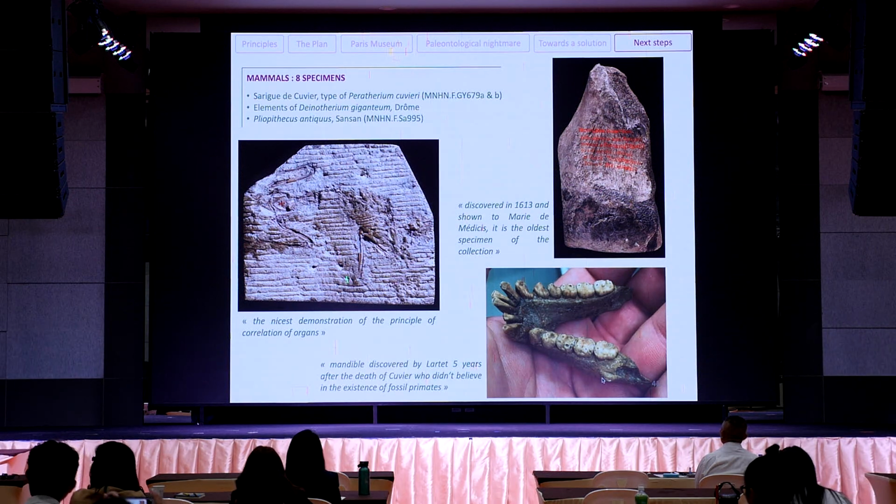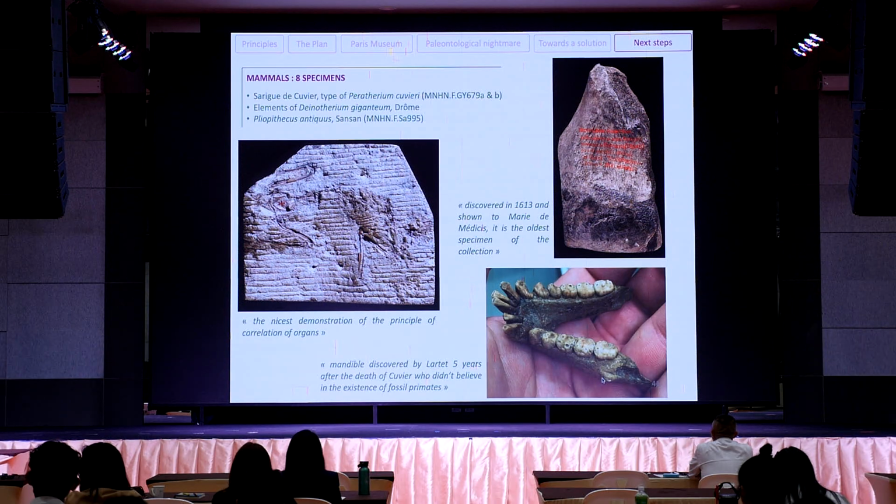And these 8 specimens, here I'll show you only 3 of them, are the perfect example of how we can balance all these values: historical values, exhibition values, scientific values. Here you have this small mammal, which is historically extremely important in our collection, and based on their comment, the nicest demonstration of the principle of correlation of organs between organisms.